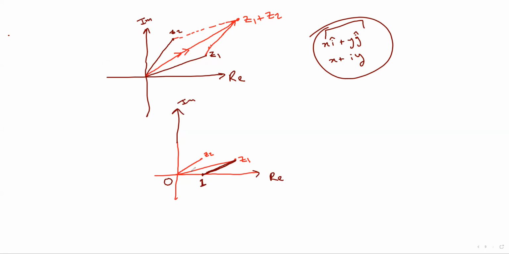Now, say this is the argument, so this is the argument theta1 for Z1. What we do is rotate Z2 by angle theta1 and extend the radius vector to the length of this guy and complete this triangle.